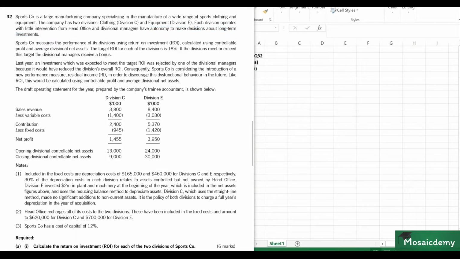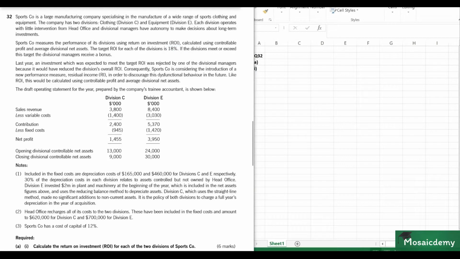Okay. Sportsco measures the performance of its divisions using return on investment calculated using controllable profit. So they're telling us right here. And here's something important. Average divisional net assets. Net assets is basically another term you could say for capital employed. But average divisional net assets means that you need to take the average of the opening balance and the closing balance of capital employed, or in this case net assets, for the year. Okay. The target ROI is 18%, which will be used to assess the performance of the divisions. If the divisions meet or exceed this target, the managers receive a bonus.